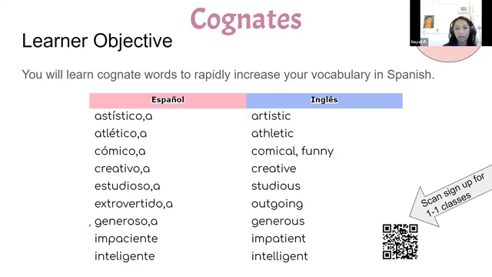Generoso. Generoso. Generous. Impaciente. Impaciente. Impaciente. The last one is inteligente. Inteligente.